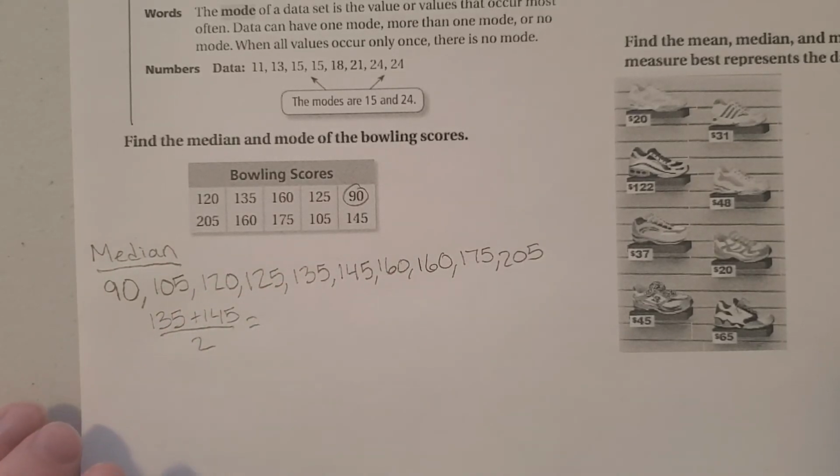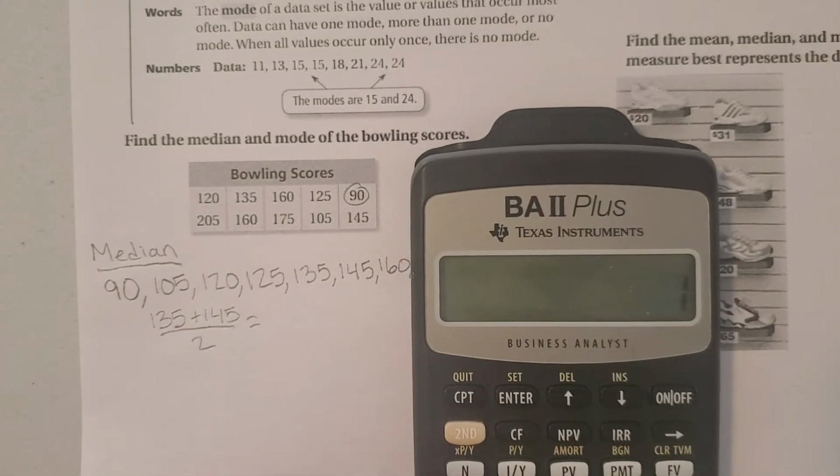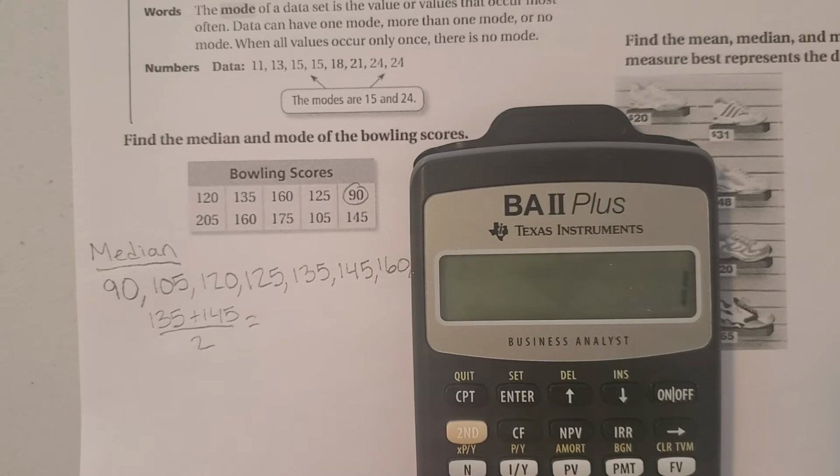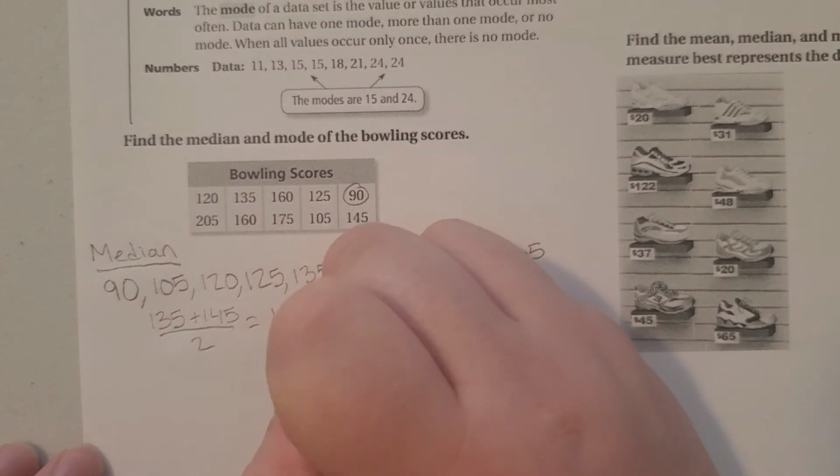Remember, you are allowed to use a calculator on this chapter. So we're going to do 135 plus 145. We get 280 divided by 2, 140. So my median is 140.